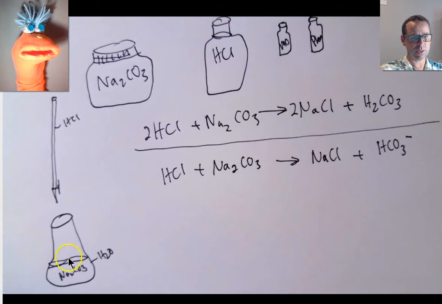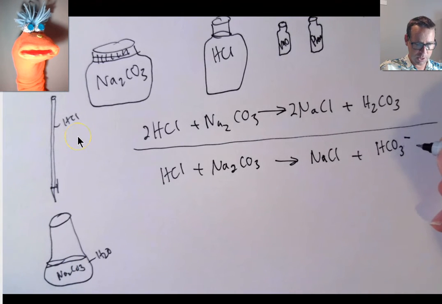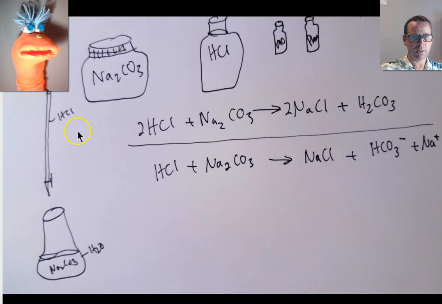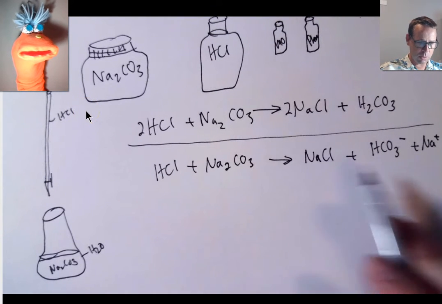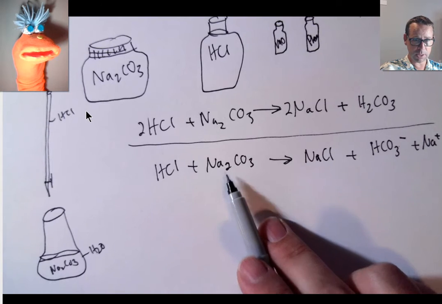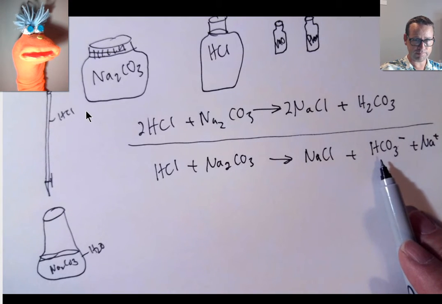Let's see, what are we missing here? To balance the equation, I guess we would have to say that we have a sodium ion in solution. So this will continue until all of our sodium carbonate is converted to the bicarbonate ion, right?